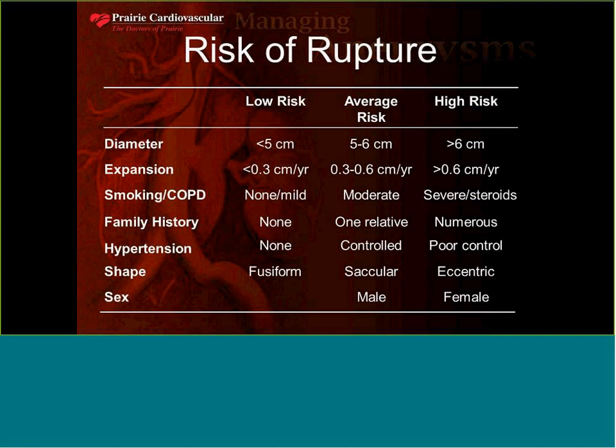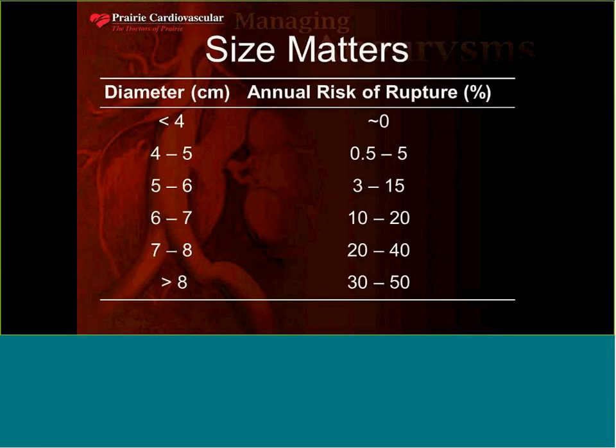And if they smoke, have COPD, or have increased risk, family history, especially if first-degree relatives have ruptured, the risk of rupture is higher. More eccentric aneurysms, the ones that just kind of bulge out on one side, have a higher risk for rupture. Now, even though men have aneurysms more than women, if you're a woman, your risk of rupture is higher.